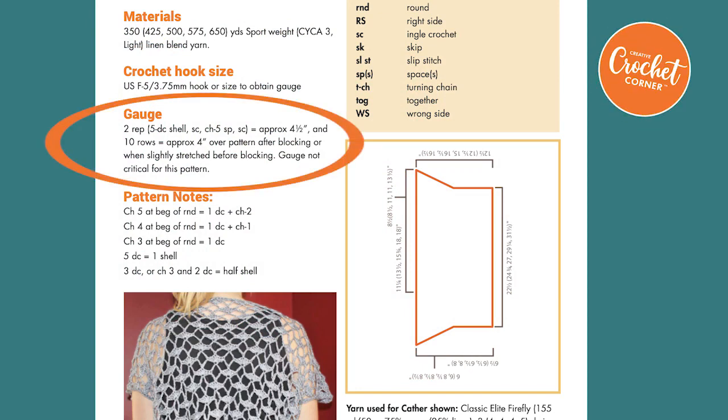Gauge down here is going to tell you how many stitches and how many rows equal how many inches. So usually it's 4 inches or 10 centimeters. And it should tell you if it's before blocking or after blocking. Especially for lace pieces, it's usually after blocking. But again, you can compare your stitching to the gauge on the pattern.